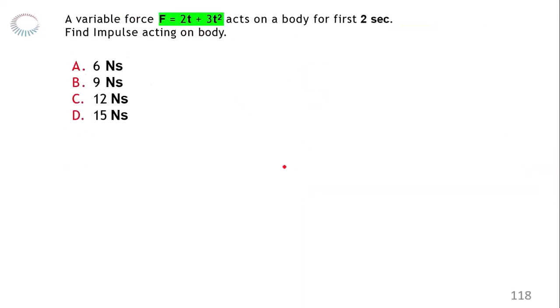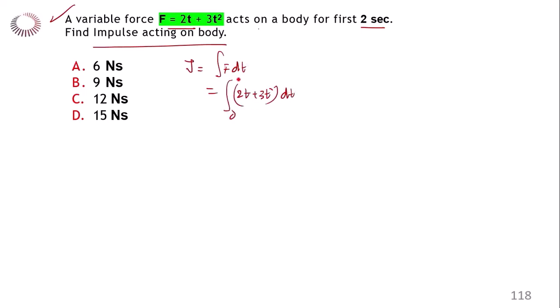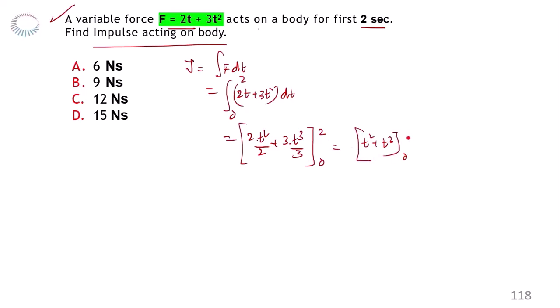Let us say this is the situation. A variable force F equal to this expression acts on a body for the first 2 seconds. Find the impulse. So J is equal to the integration of F dt, that means the integral of 2t plus 3t square dt between 0 to 2. That gives 2 into t square by 2 plus 3 into t cube by 3, limits 0 to 2. So t square plus t cube from 0 to 2, that is 4 plus 8, 12 Newton second. That is the impulse applied on this body. Since this force is variable, I have to use integration to calculate the impulse.